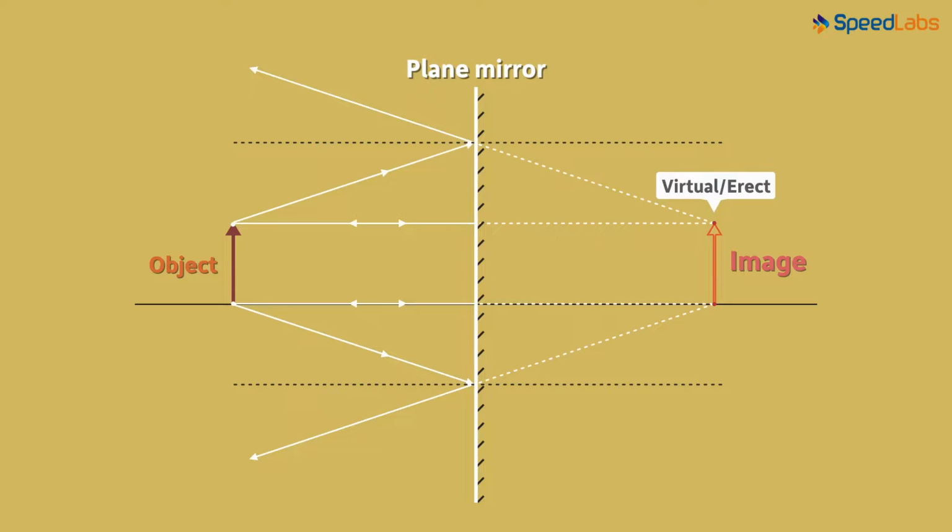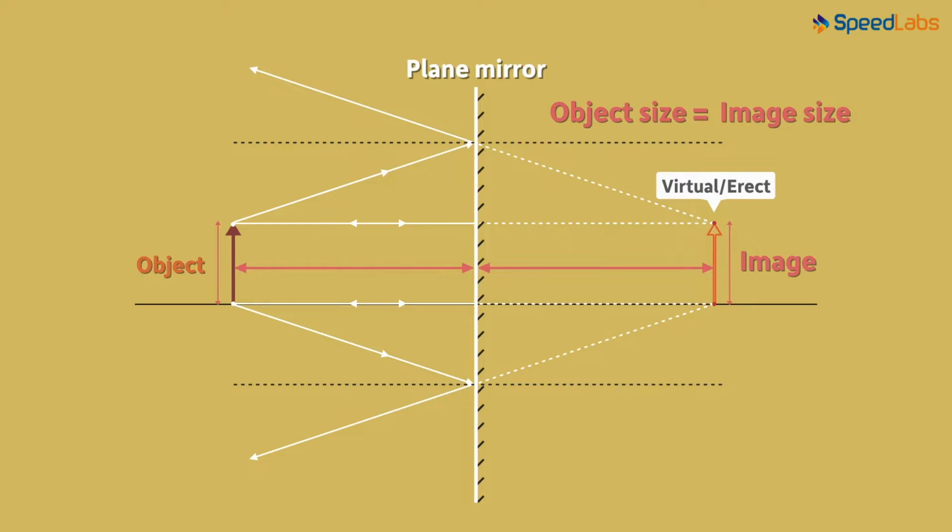The image is virtual and erect. Measure the length of the arrow and its image and you will find that both are equal. Also, both are at equal distance from the mirror. So we got the required location of the image of our object. This is where it appears to be present.